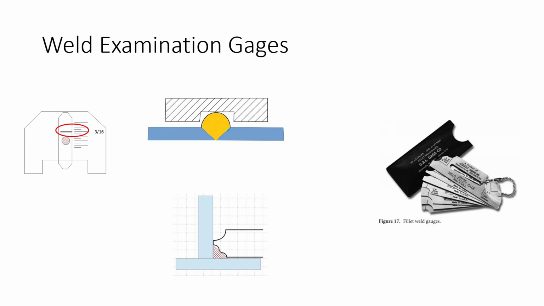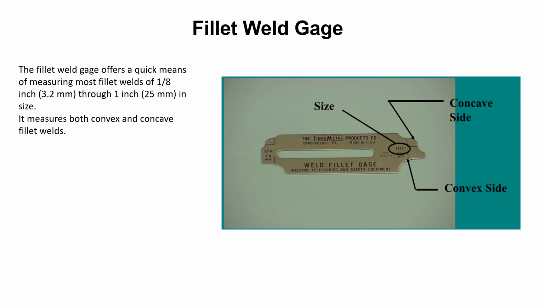So here's some weld examination gauges. We're just going to give a quick overview of these as we go through this. So this is a fillet weld gauge, what they look like. It's a quick way to measure most fillet welds between 1/8 of an inch and 1 inch. There are some fillet weld gauges that are bigger than that for checking really monstrous welds, but you can see there it gives you the size. And these work for checking both convex and concave fillet welds, depending on which way the surface is going.